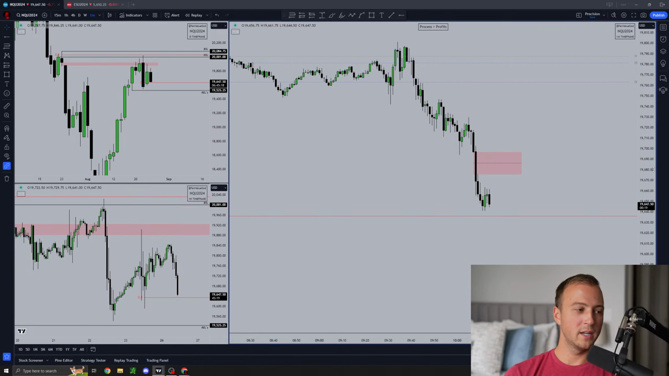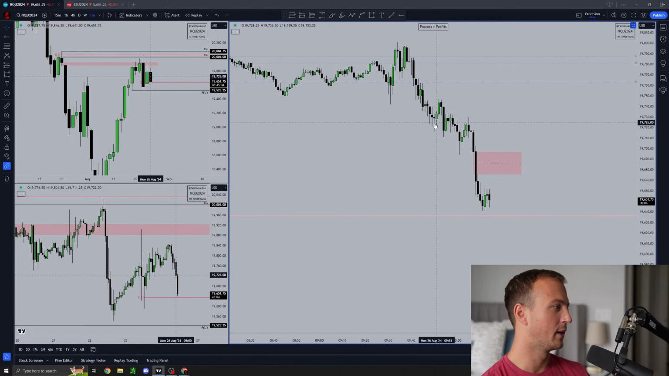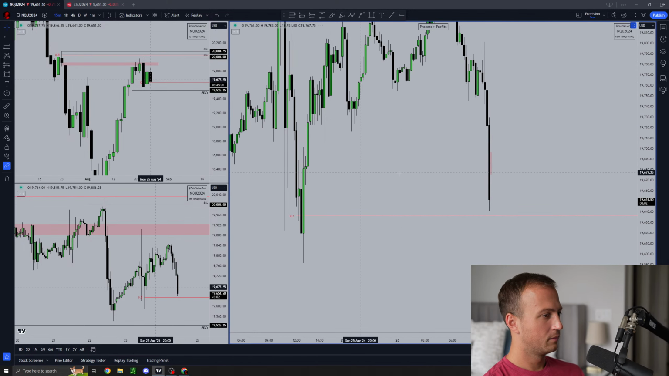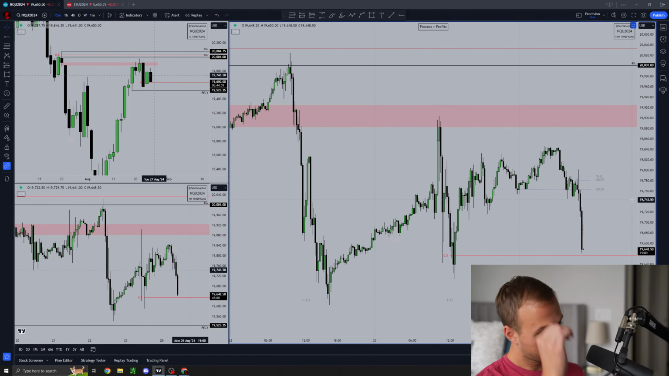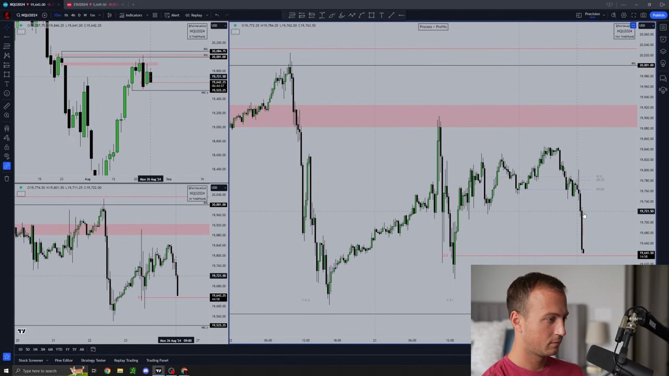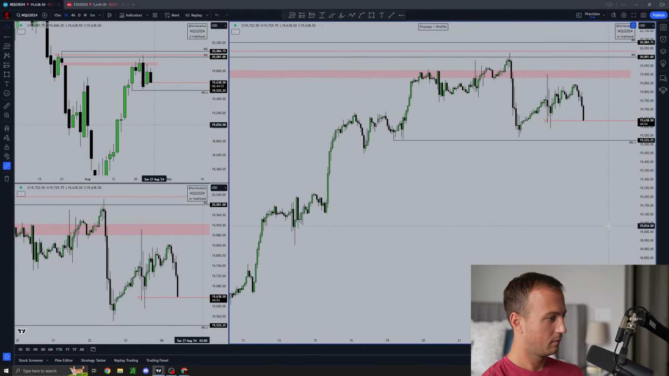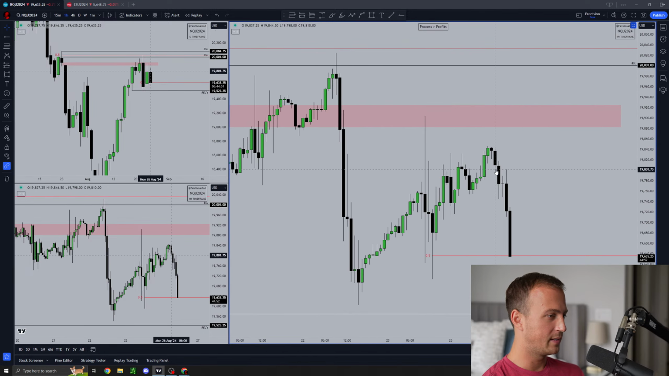Why am I focused on 1 minute? I'm really just watching because I don't see anything on the higher time frames. If we zoom out real quick, there's really nothing on the 15-minute. The hourly, we talked about that tiny imbalance, right?